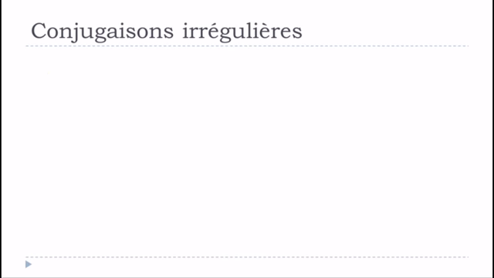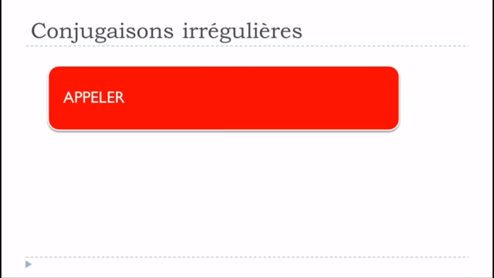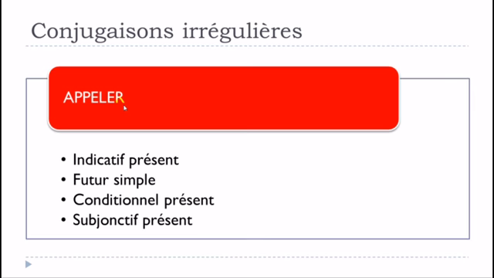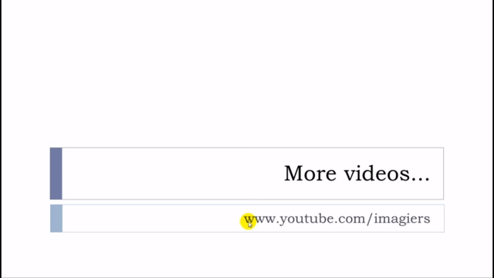Okay, so remember that for all the verbs that belong to this family of verb appeler, okay, appeler, s'appeler, rappeler, se rappeler, interpeller as well, they will follow the rule, of course, for the endings, but then they will have some modifications, and as we saw, it will concern l'indicatif présent, le futur simple, le conditionnel présent, and then le subjonctif présent.